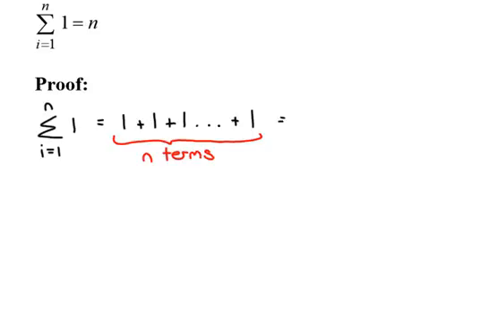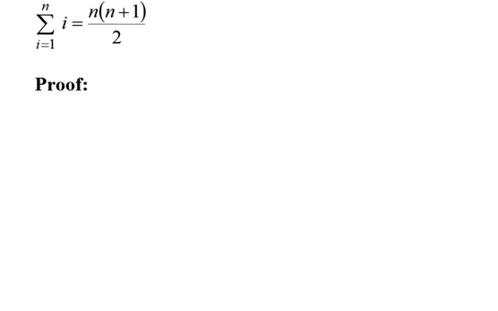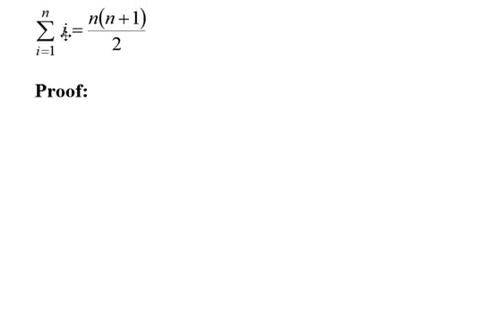So that's n times 1, which just gives me n. So that's why we get n as our sum. That one's quite straightforward. Let's look at the next one. The sum from i equals 1 up to n of i. This is basically proving the formula for the sum of the first n positive integers.